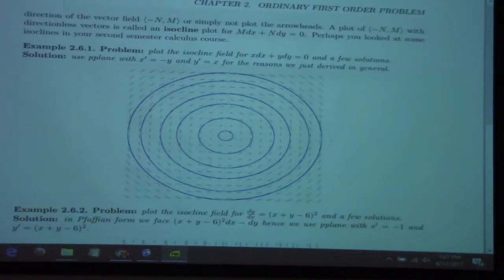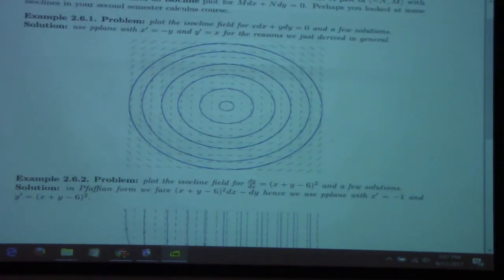It's here. Mathematician. Well, let's see here.